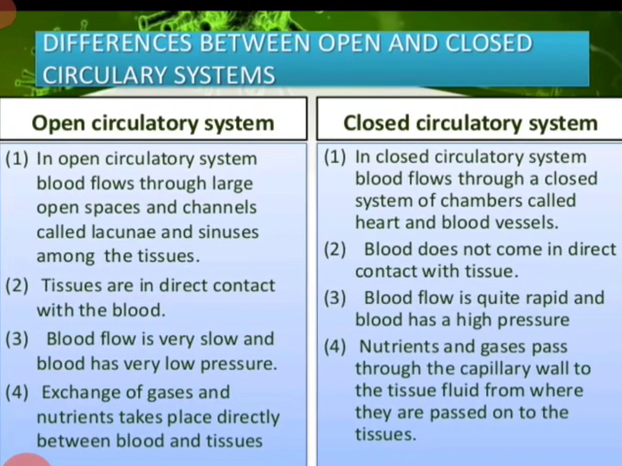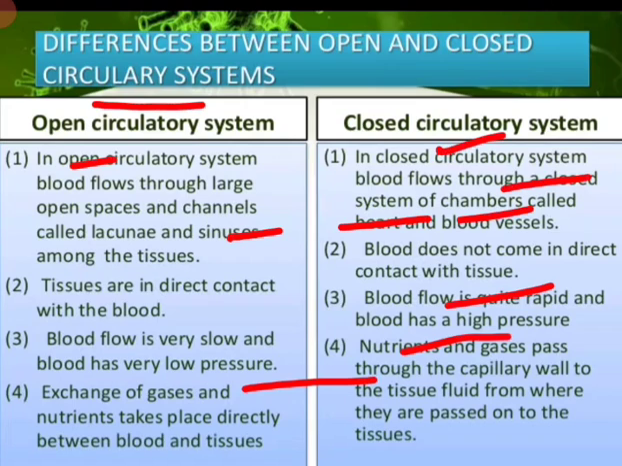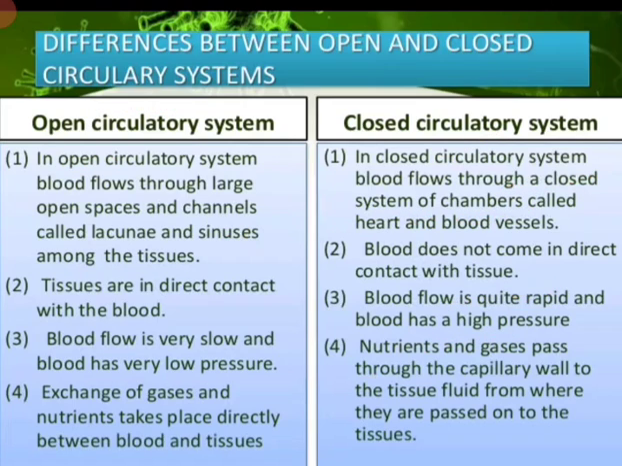Next we are coming to the difference between open and closed circulatory systems. In the open circulatory system, blood flows through large open spaces and channels called lacunae and sinuses among the tissues. Lacunae and sinuses mean cavities and channels. And in the closed circulatory system, blood flows through a closed system, that is, the chambers called the heart and blood vessels.